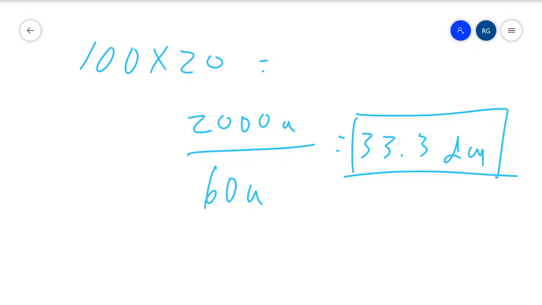Pretty simple. First, get your total amount of units. Then you divide by how many units you're injecting per day. Please let me know if you have any questions on any of the math, and I hope this helps you out.